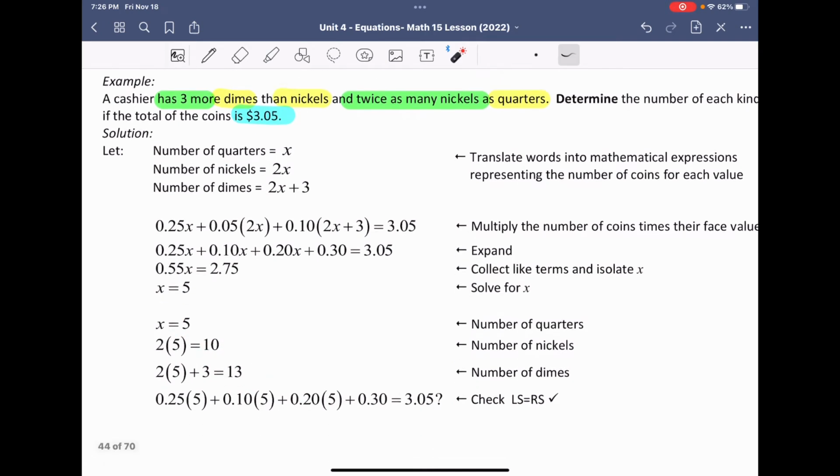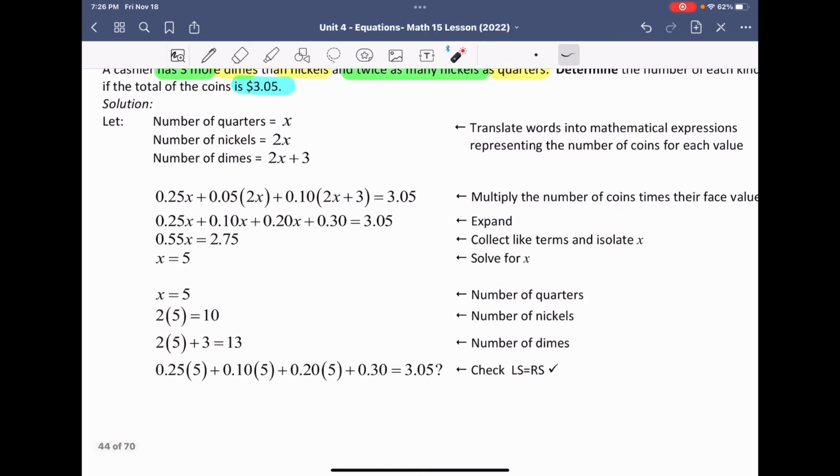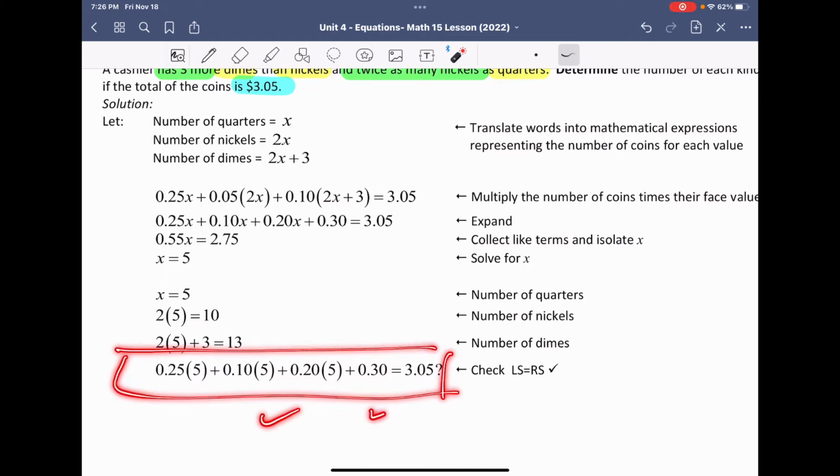And if I add these together, or I plug them back into my original equation, it should be that with my number of quarters and their value, my number of dimes and their value, and my number of nickels and their value, I should sum to $3.05, which in this case it would.